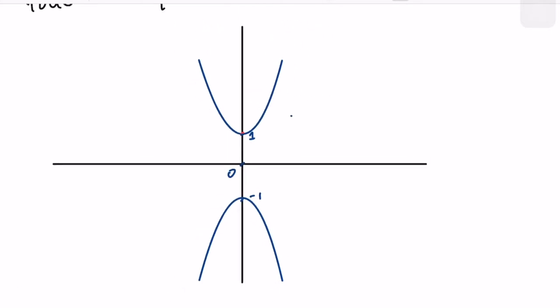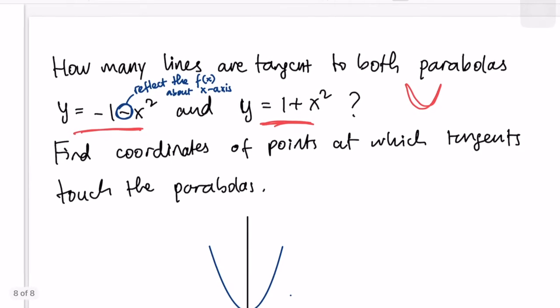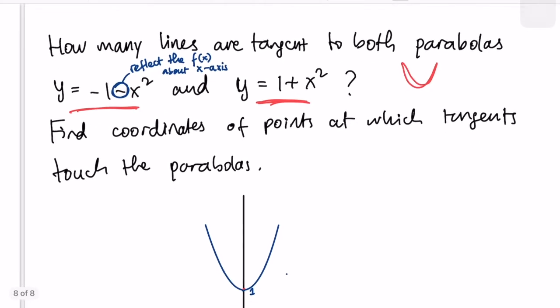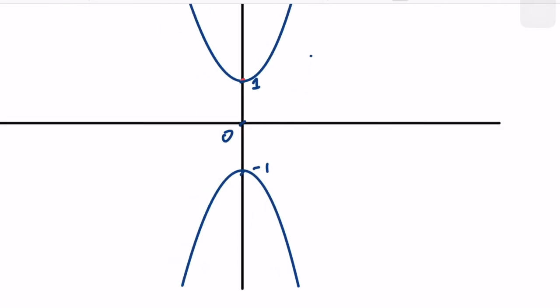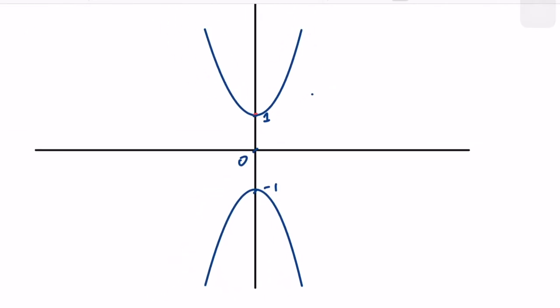Now the question is asking how many lines are tangent. So we need to imagine there will be a line, a tangent line connecting these two curves. So the first line is probably here, and another line will be here. It should be around here.